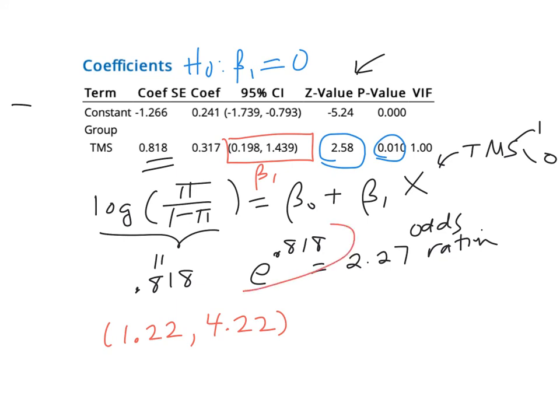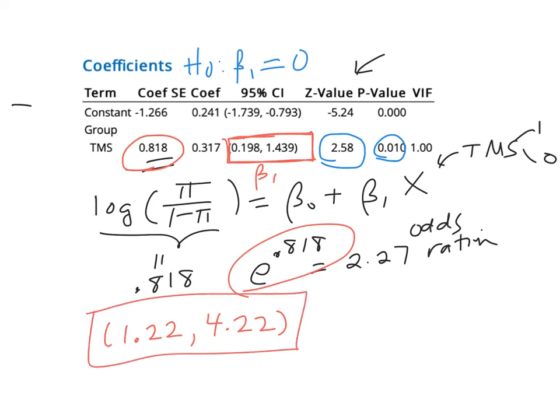Remember, to get the estimate for the odds ratio, just take e to the beta 1. And to get the corresponding confidence interval, just take the confidence interval of beta 1 and take e to both numbers. So this is your confidence interval for the odds ratio. So what we can say is we're 95% confident that TMS increases the odds of being pain-free as compared to the placebo by a factor of between 1.22 and 4.22.